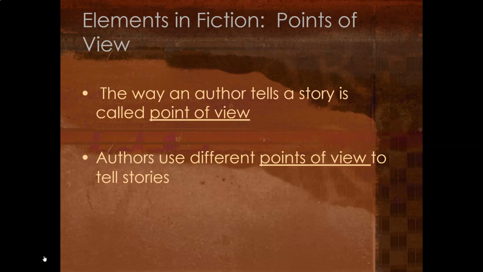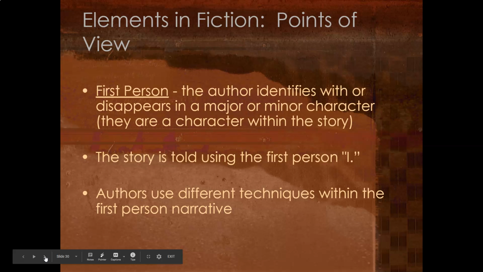Next, we're going to discuss points of view. The way an author tells a story is called the point of view, and authors use different points of view to tell stories. First person occurs when the author identifies with or disappears in a major or minor character, and they are all characters within the story. It's told using the first person pronoun I. And within first person, authors use different techniques of narrative.